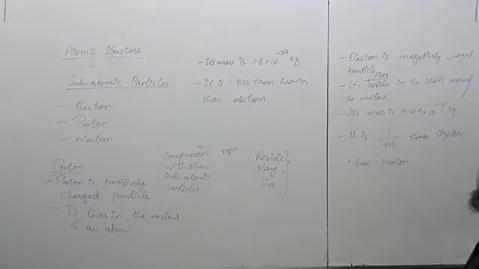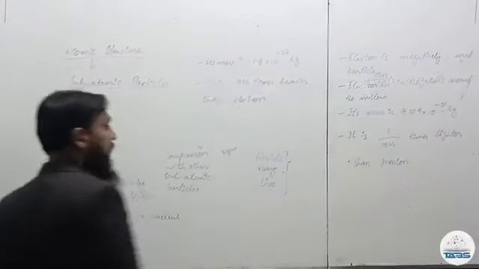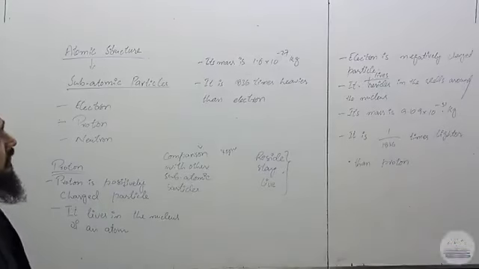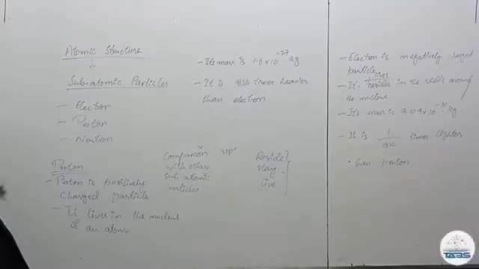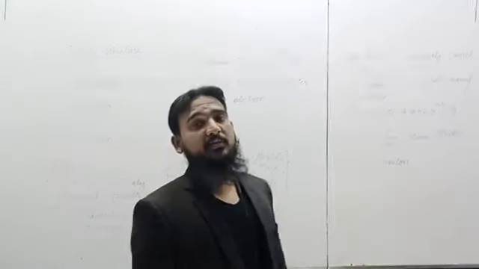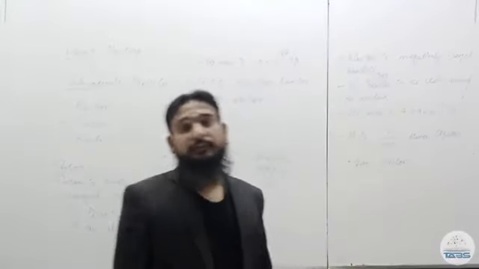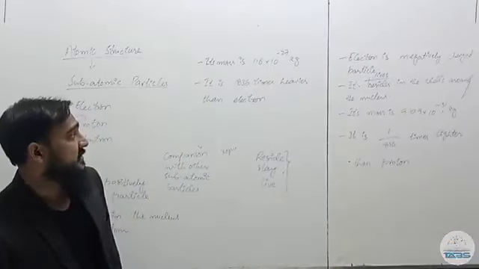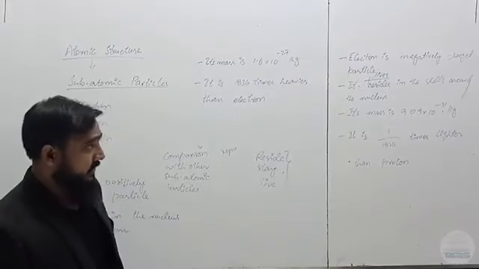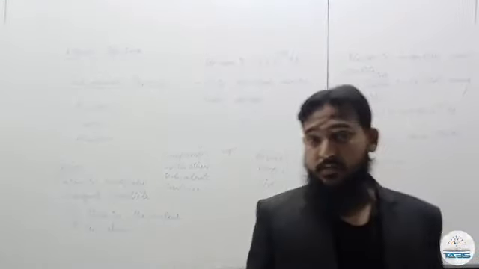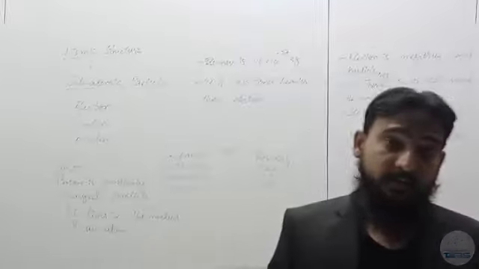Secondly, the electron's mass is 9.109 into 10 raised to minus 31 kg, and the proton's mass is 1.67 or 1.6 into 10 raised to minus 27 kg. Thirdly, the electron's mass is approximately 1 over 1836 times that of a proton, while the proton is 1836 times heavier than an electron. So here is the comparison that can be written in the papers so that you can gain good marks.